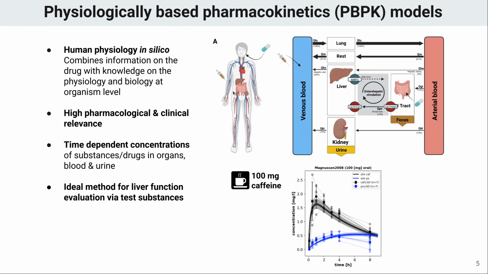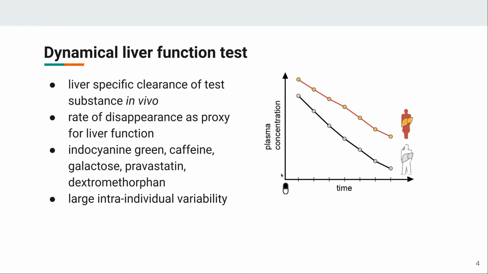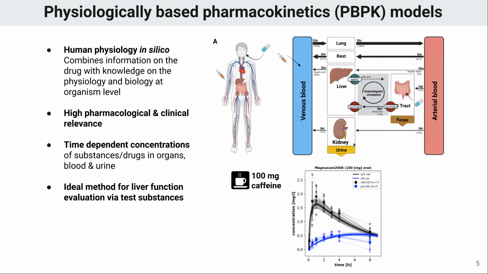Perfect. And so, okay, I think the important thing is that you have seen this figure here, and this shows the disappearance of an example test substance. So how can we model that?